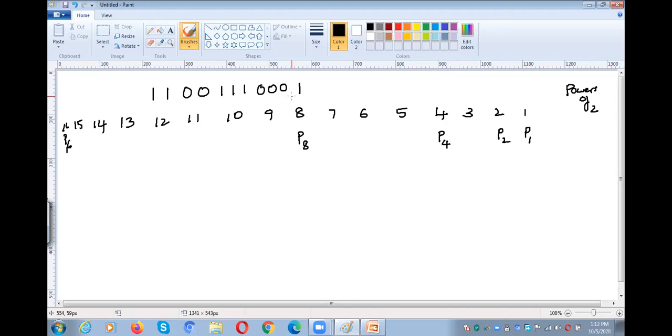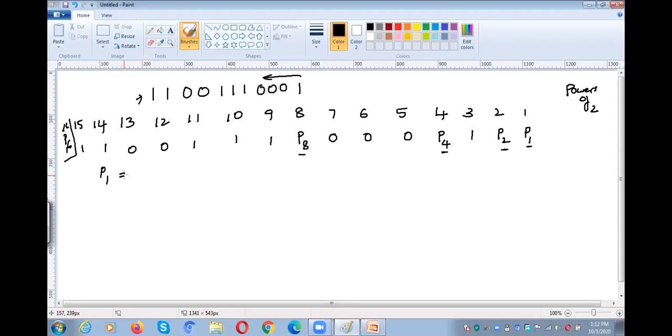After that, what you need to do? In this direction, you need to write the numbers: 1, 0, 0, 0, 1, 1, 1, 0, 0, 1, 1. That means there is no 16th bit for this data word. So 1 1 0 0 1 1 1 0 0 0 1. Like this order you need to note it down, right? After that, you need to calculate the values for P1, P2, P4, and P8.